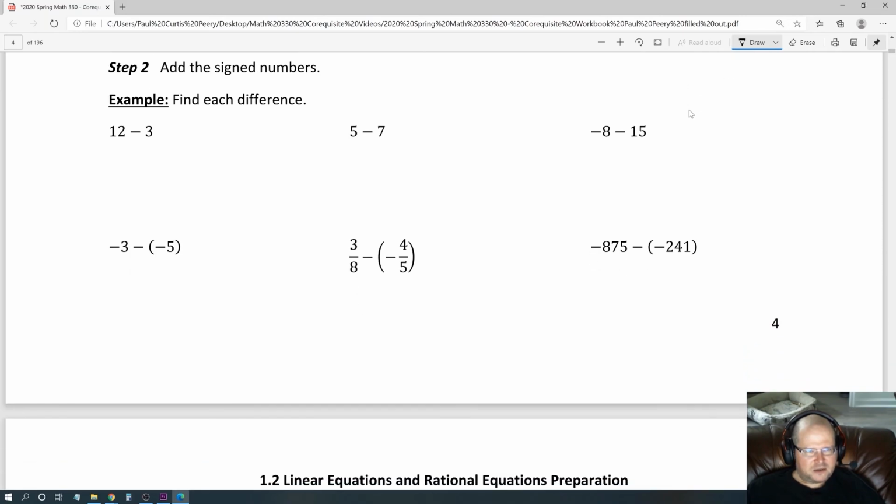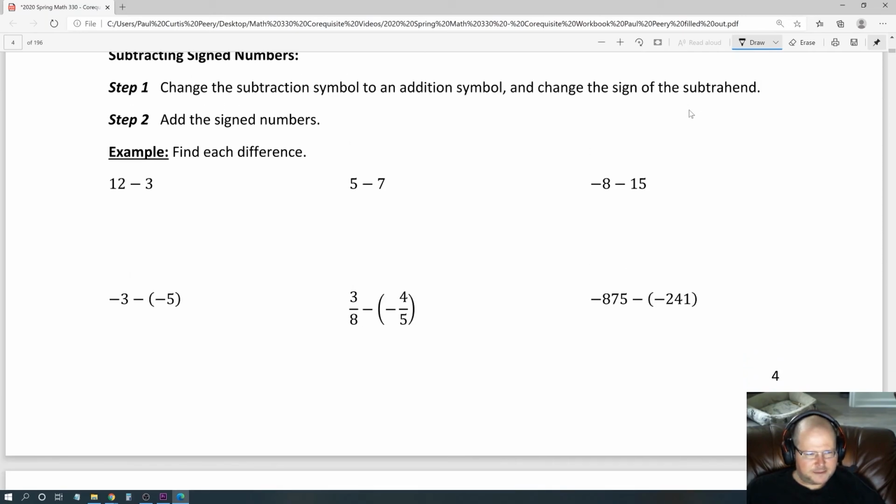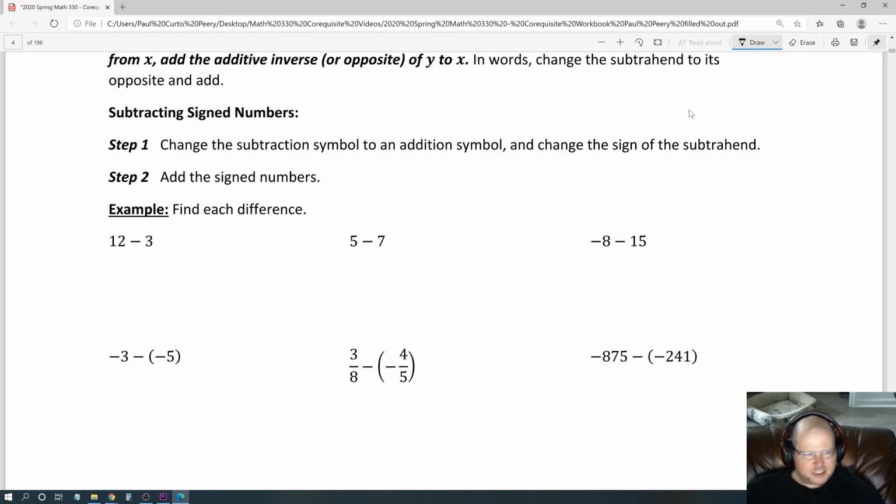Okay, so let's add a little additional level of complexity to this. Let's say we have 12 minus 3. I'm not trying to trick you on that. 12 minus 3 is 9. But what about 5 minus 7? Now, there's a couple of ways of doing this. Some of you are going to look at that and say 5 minus 7 is negative 2. Excellent, no problem. But if you struggle with that, there's another way of looking at this.